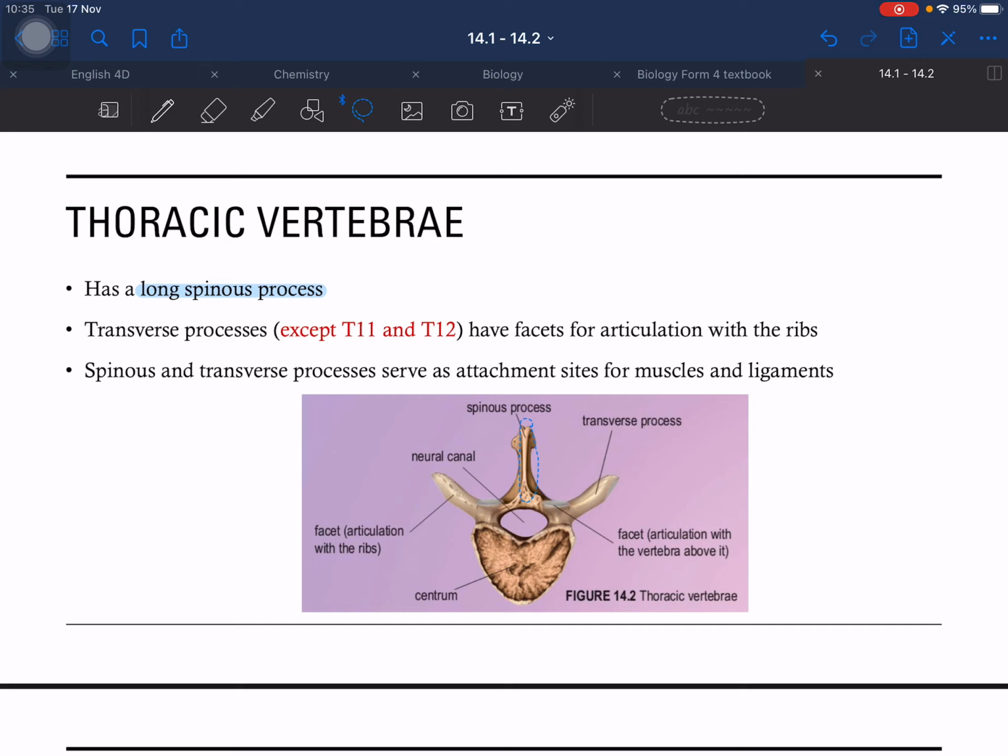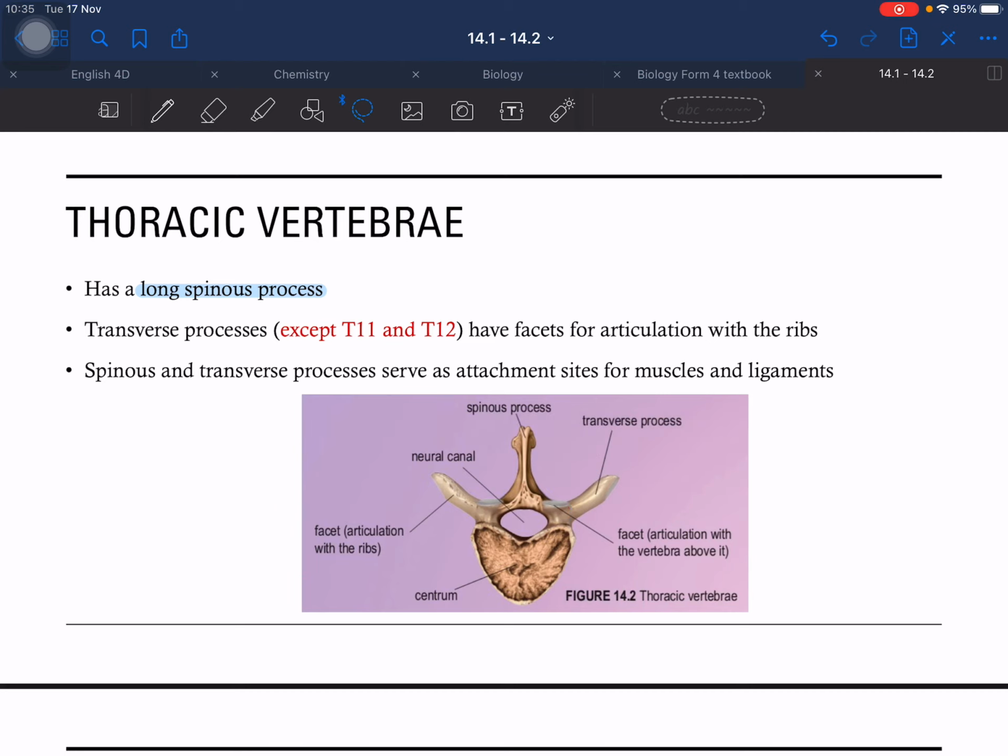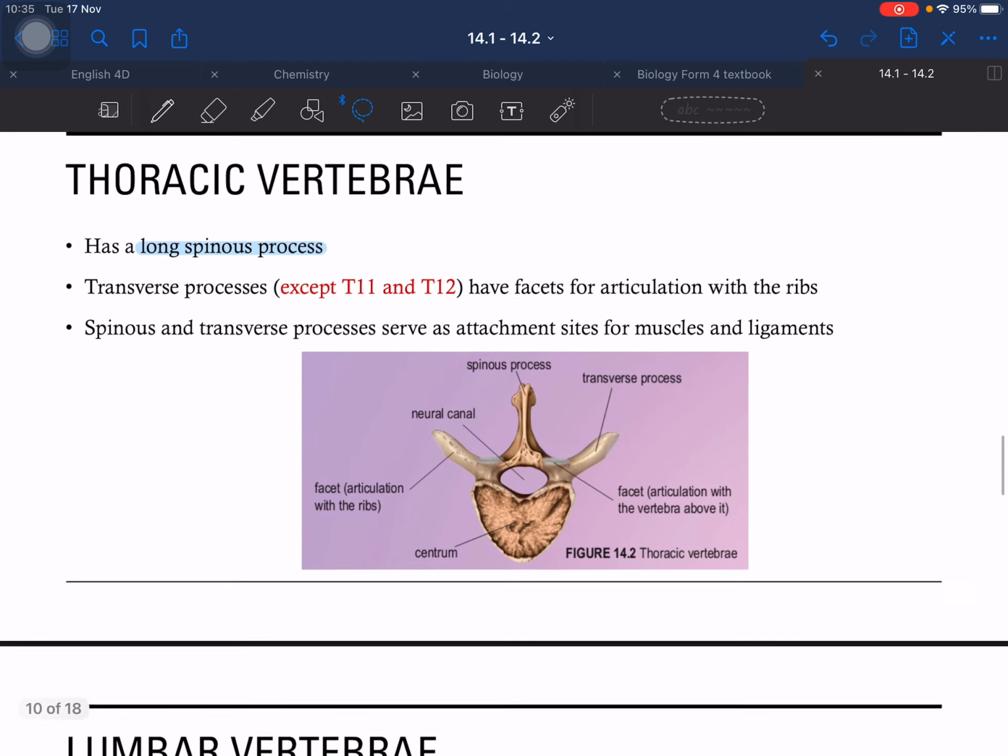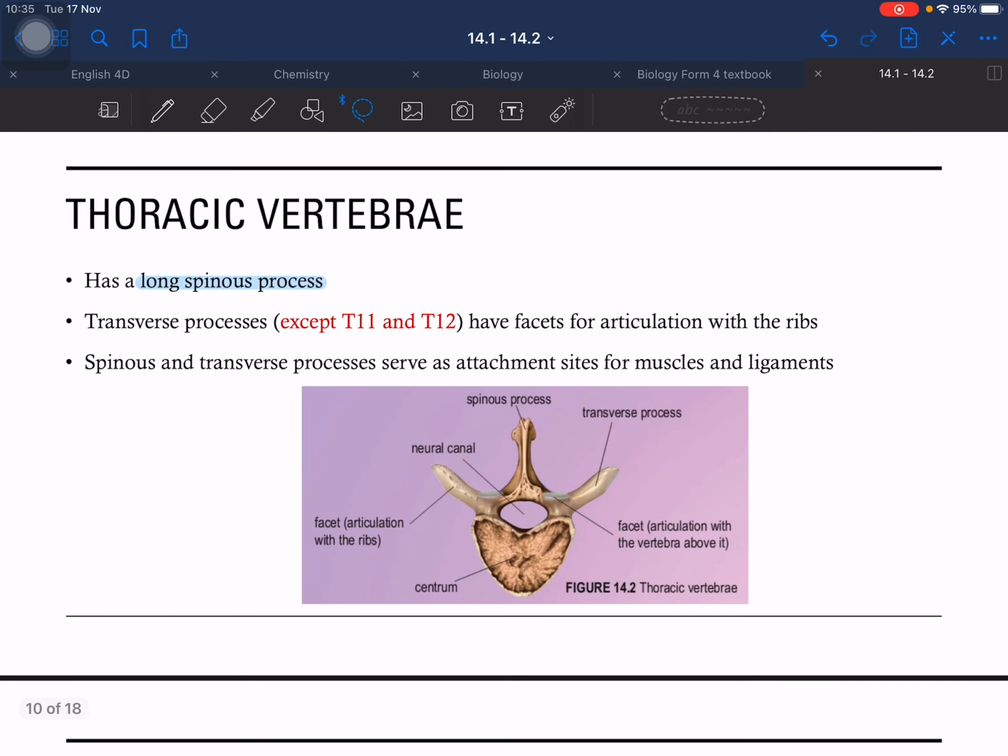You only have a few set of ribs. You can Google how many that is. And you also have floating ribs. There you go. So yes, these transverse processes connect to the ribs. And lastly, the spinous and transverse processes serve as attachment sites for muscles and ligaments as well.